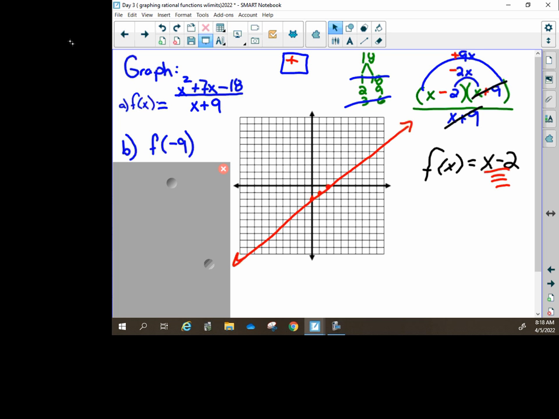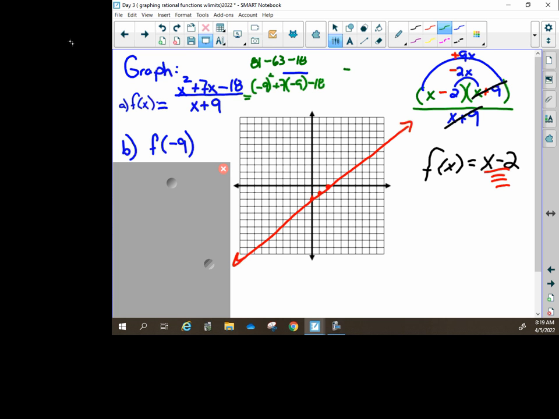So if I come over here to -9, how low am I going to get down here? Well, yeah, this part right here I can see: negative 9 squared plus 7 times negative 9 minus 18. That is going to give me 81 minus 63 minus 18, and that's negative 11.